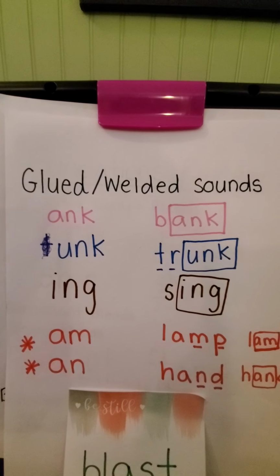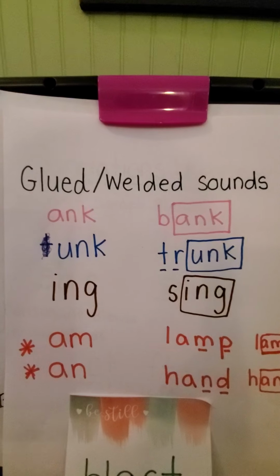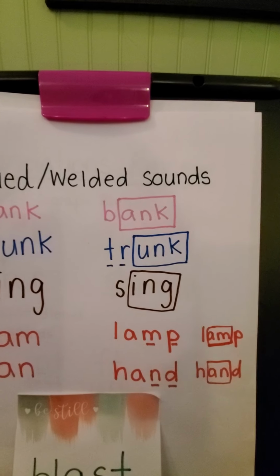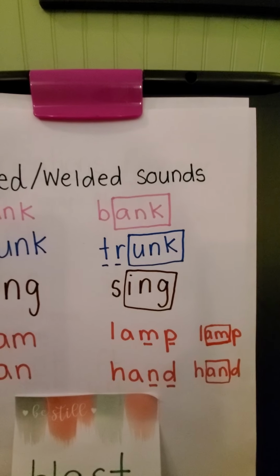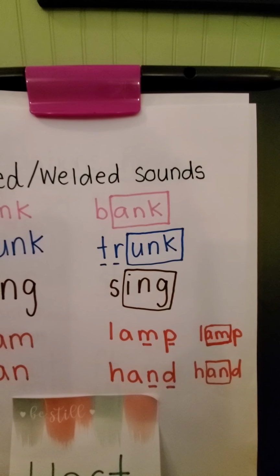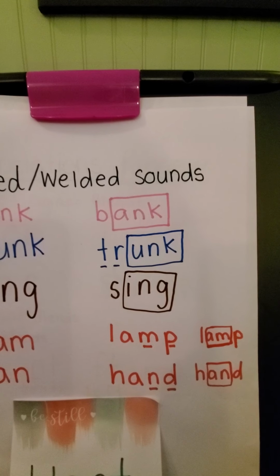We have UNK, like unk. If it's in a word like trunk, now we have two markings. We box the UNK, and then we would underline the blend, TR, separately.